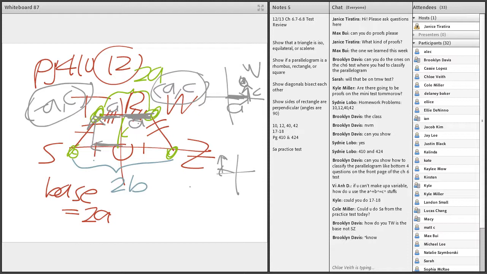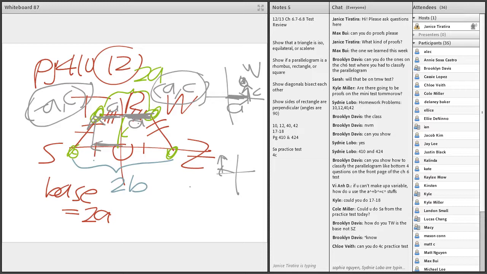Oh, we don't. That's true, Brooklyn. That's a great question. We don't. So this answer could vary because it wasn't specific. It just said one base is 2A. So this could be switched. So I could draw it out after. So thanks for that. That's a good notice.